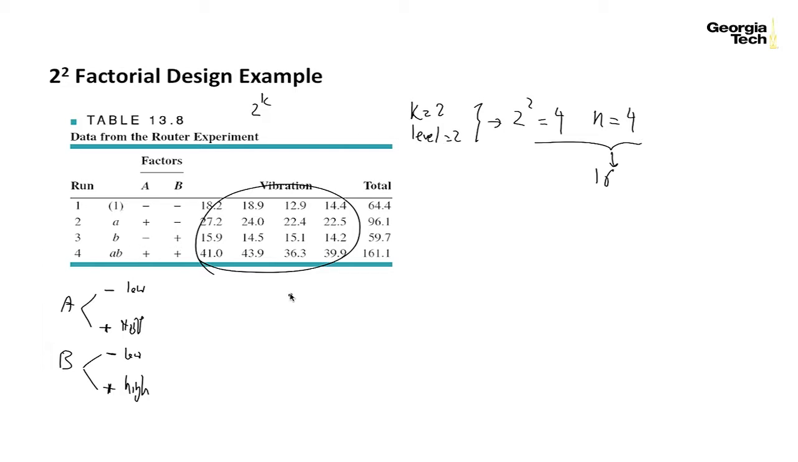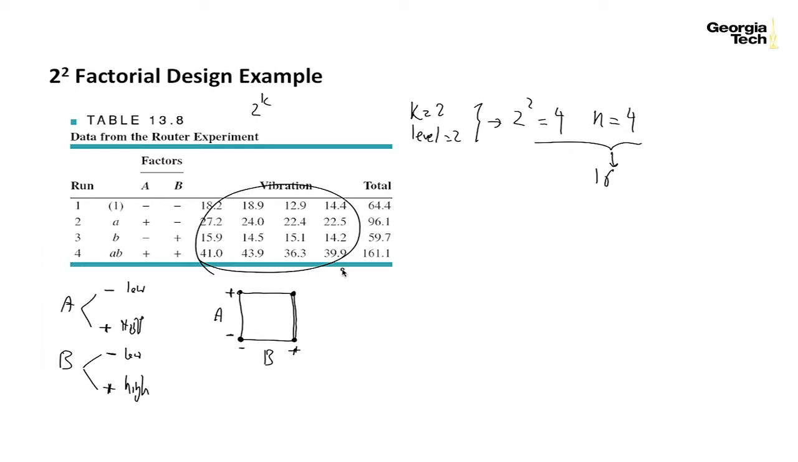So if we want, we can show this design on a square. This is A and this is B. This is low level of B, this is high level of B. This is low level of A, this is high level of A. So the 4 corners, each corner corresponds to one treatment combination.